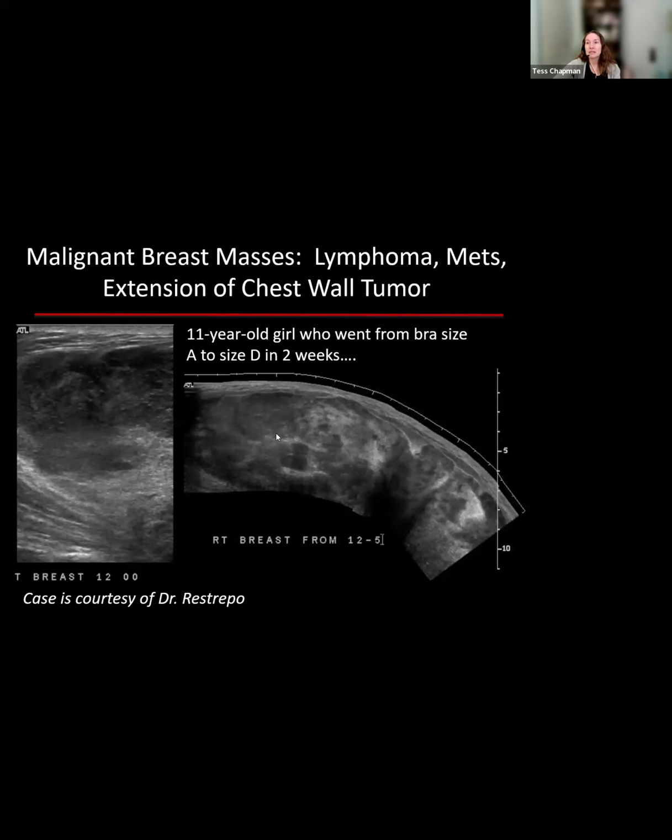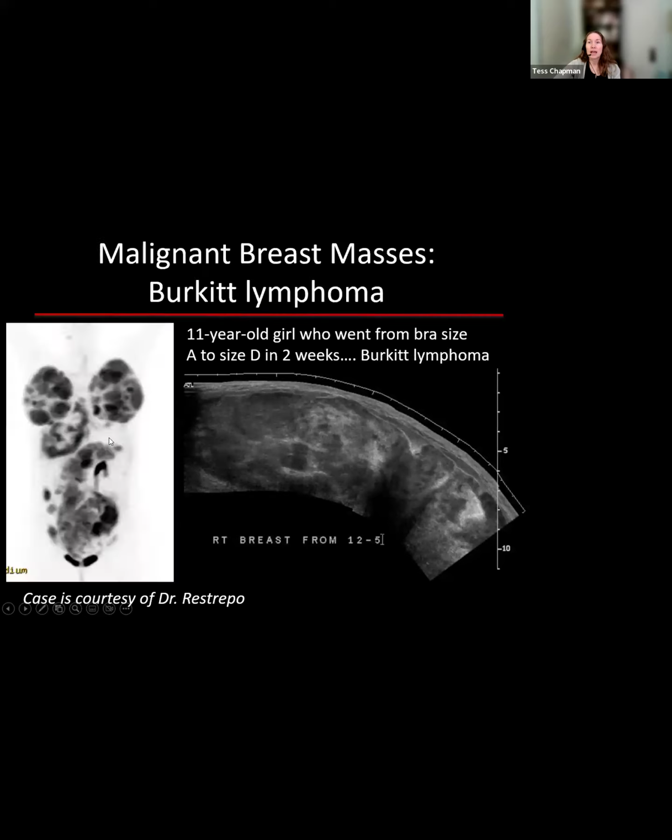And we can see this extensive, ill-defined, heterogeneous solid tissue, and this was actually Burkitt lymphoma. So here you can see FDG PET maximum intensity projection images showing lymphoma everywhere, including in the breast tissue. So that's an unusual case.